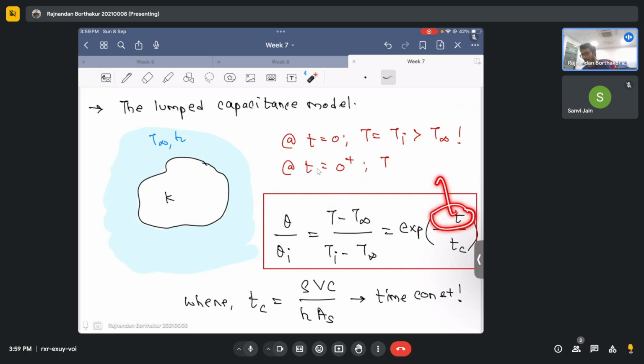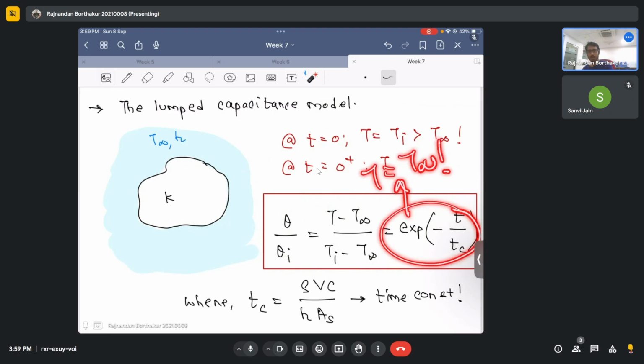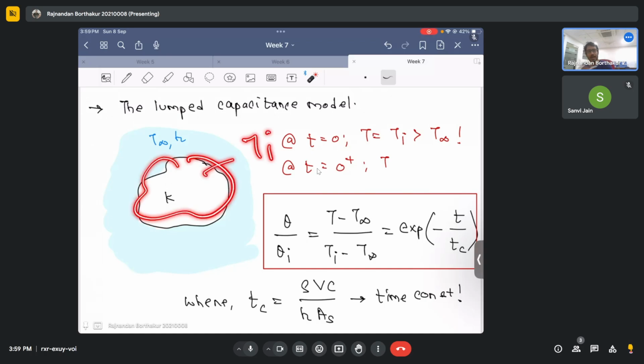When t approaches infinity, this term will go to 0, which means you can simply find out that T will be equal to T infinity. Physically, it means that your body, which was at some temperature, let's say Ti, when time goes to infinity will be in equilibrium with the neighboring fluid, and the temperature of the body will be equal to the temperature of the neighboring fluid. Which means your temperature profile essentially decays with time in a lump capacitance model. And this is also one of the problems in the assignment that I think you saw.